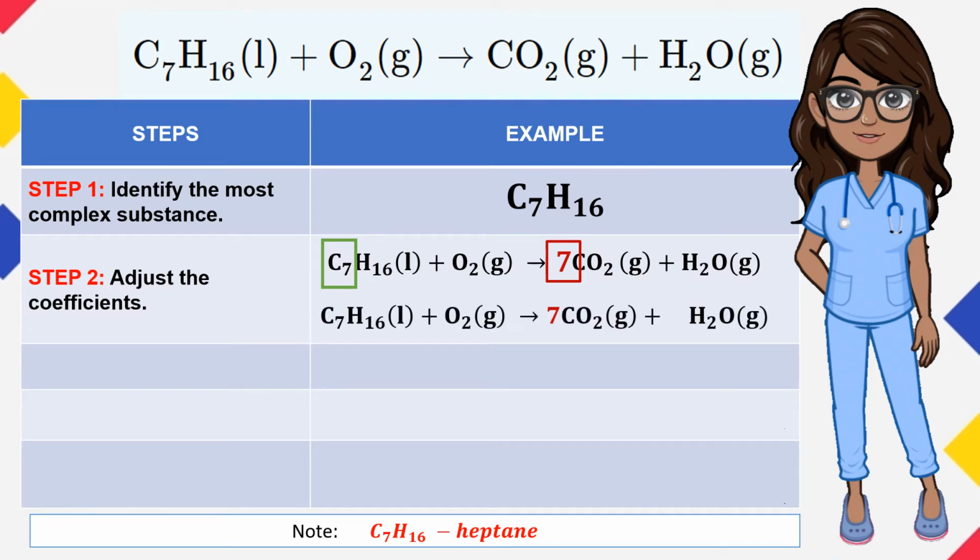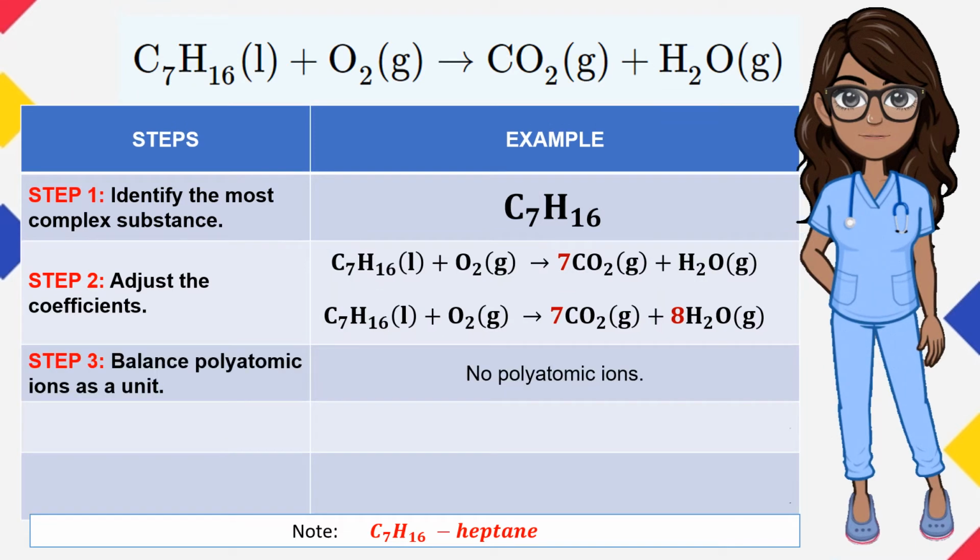Now, because one molecule of heptane contains 16 hydrogen atoms, we need 8 H2O molecules on the right side. Good job. So let's put 8 before H2O. So 16 hydrogen atoms on both reactant and product sides. Step 3 is to balance polyatomic ions as a unit. There are no polyatomic ions to be considered in this reaction.